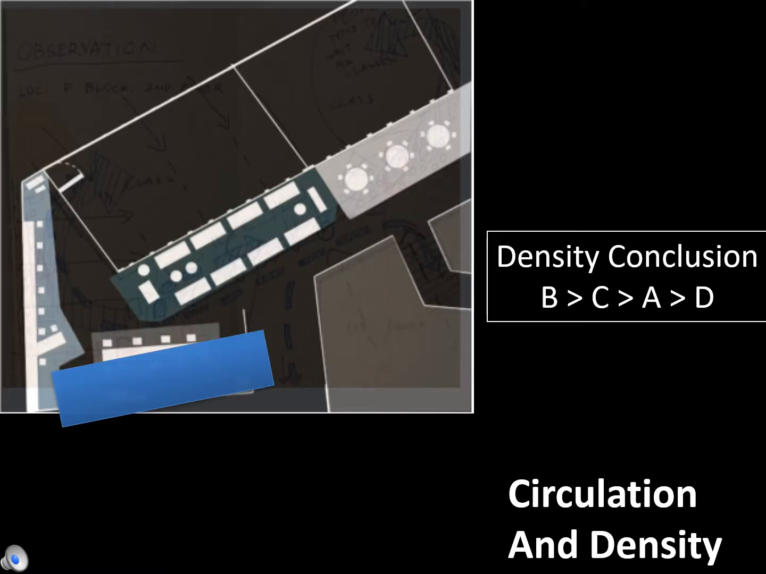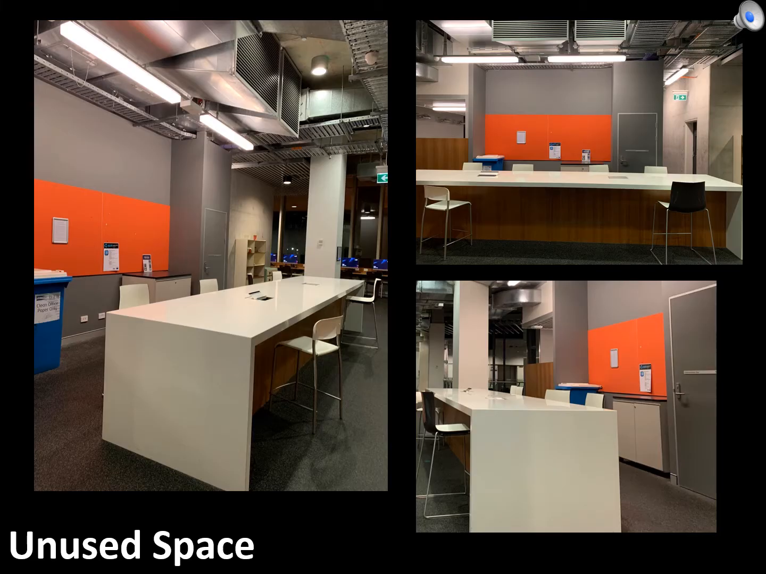So the conclusion on circulation and density is that the density hierarchy will be B, C, A, D, with B the highest individual density and D the highest group density. Based on the circulation and density findings, there is one part in zone B that is unused.